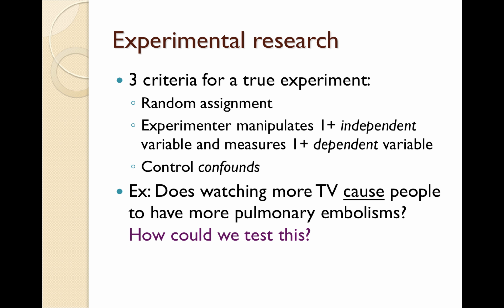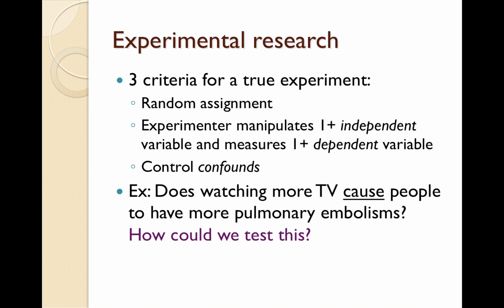Second criterion for a true experiment: the researcher manipulates something and measures something else. The terms we give to those variables are the independent variable, which is the thing the researcher manipulates, and the dependent variable, the thing the researcher is only measuring. So if I flip a coin and put you into lots of TV or not so much TV, that's my independent variable. I'm controlling that thing. I'm making you be in group A or group B. On the other hand, I'm going to measure your likelihood of pulmonary embolism. That's a dependent variable because it depends on how much TV you watch, the independent variable.